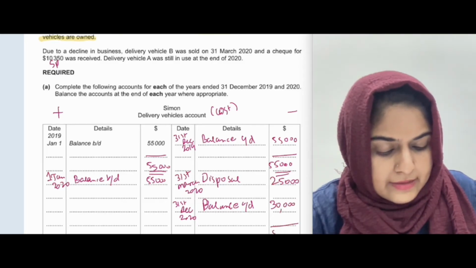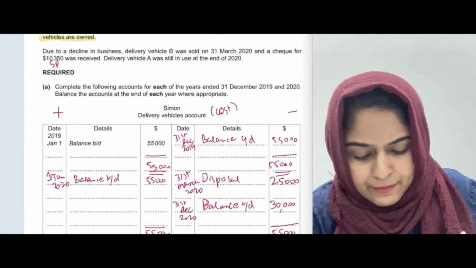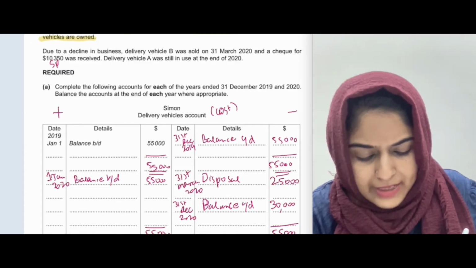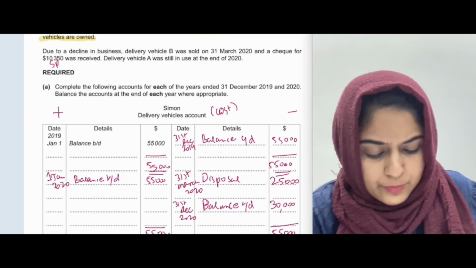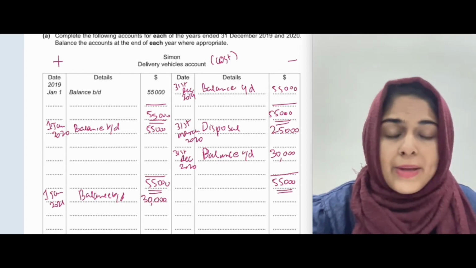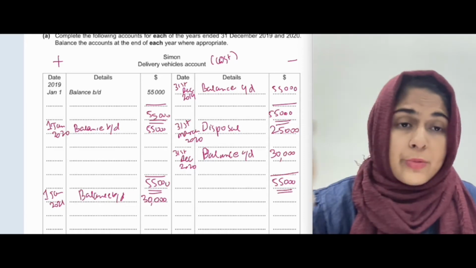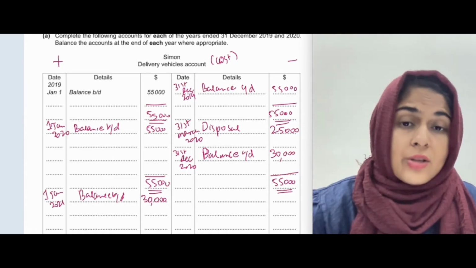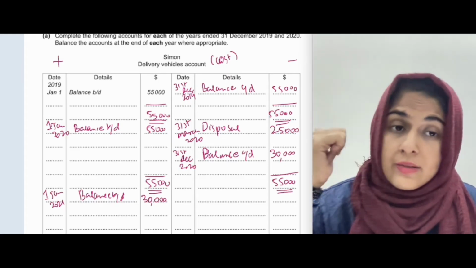And now again this account will balance at 55,000, but my balance brought down will be the same as balance carried down. तो यहाँ पे 1st January आप 2021 लिखेंगे, इसको balance brought down बनाएंगे और 30,000 को basically you will just bring it down. The balance carried down of 2020 becomes your balance brought down of 2021. This means that at the start of 2021, the cost of the non-current asset that you own is 30,000. That is delivery vehicle A.